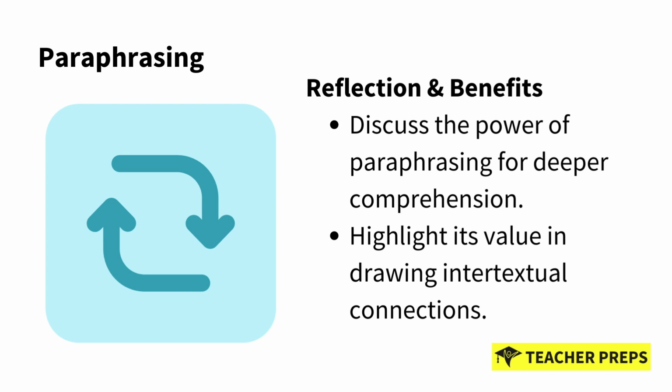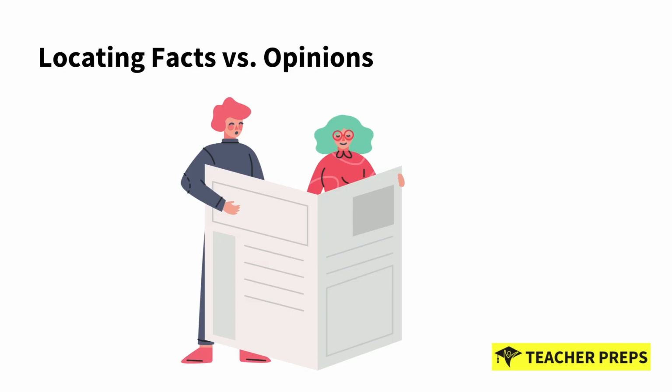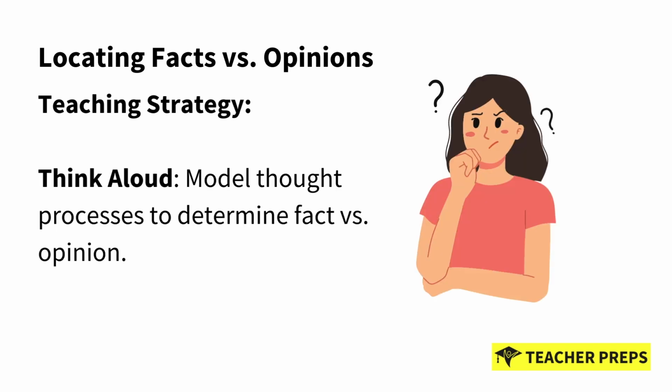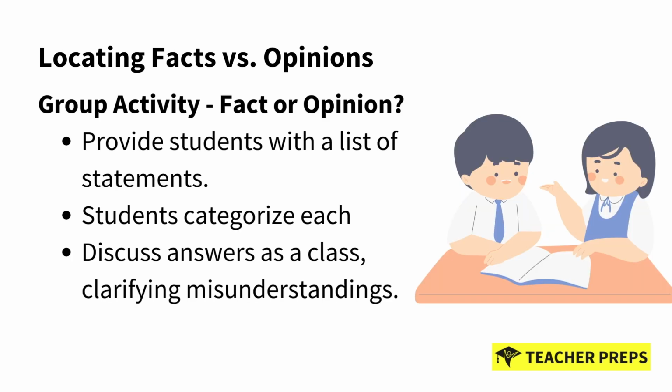Now, let's move on to the next section. This is teaching our students how to locate facts versus opinions. In order to teach the difference between a fact and opinion, use visual aids. Use contrasting colors for facts like blue and opinions such as orange. Next, model the thought processes to determine whether a statement is a fact or an opinion. Then, create a group activity. Provide students with a list of statements. Students categorize each as a fact or an opinion. Together discuss answers as a class, clarifying misunderstandings.